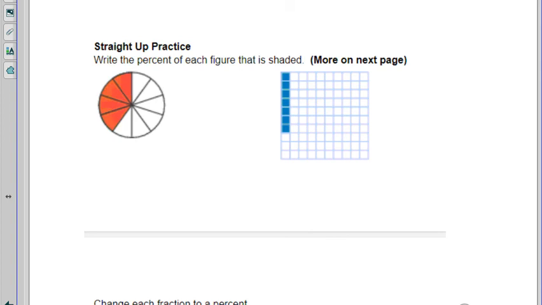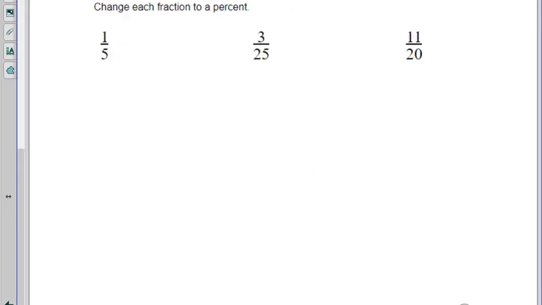All right, some straight up practice. We have a pie chart that's broken into tenths. Looks like we have 4 of them shaded in. What is the percent shaded in? Then we have a grid that has 100 parts to it. What percent, what per 100 is shaded in? Moving on down, we have 3 different fractions, and we want to change them to percent. We want to change them to per 100. So once we get it to per 100, we get percent. Give it a try.